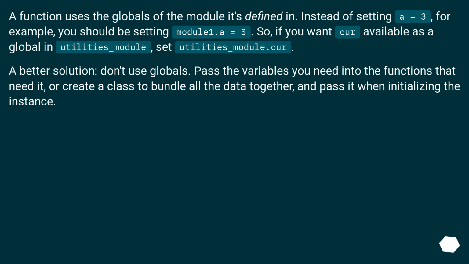A function uses the globals of the module it's defined in. Instead of setting a = 3, for example, you should be setting module1.a = 3. So, if you want cur available as a global in utilities_module, set utilities_module.cur. A better solution: don't use globals. Pass the variables you need into the functions that need them, or create a class to bundle all the data together, and pass it when initializing the instance.